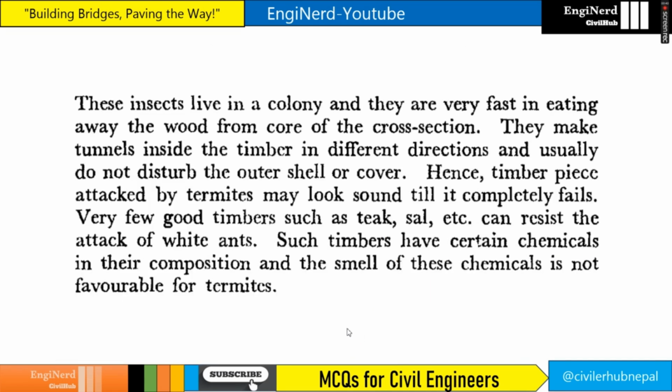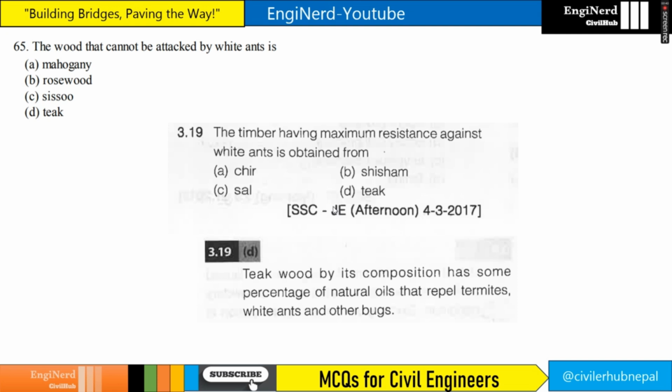But if you see here, it is nowhere mentioned about this sisam. Very few good timbers such as teak, sal, etc. can resist the attacks of white ants. If the answer was sisam, I think the first one mentioned should be sisam, right? But there is no sisam. Also, for this particular question, the wood that cannot be attacked by white ants is teak. There is no confusion because here there is no sisam, right?